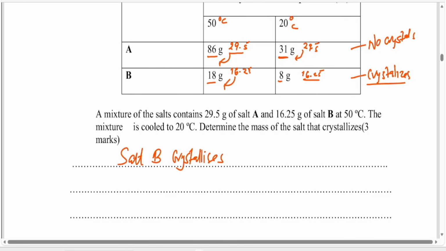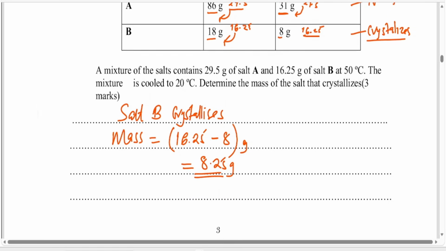To determine the mass, we take the mass that you are given. We are given 16.25, and the one that was supposed to dissolve was 8. So I'm supposed to get the crystals that were formed, or the salt that was left undissolved. In this case, the answer becomes 8.25 grams, and that is the correct answer to this question.